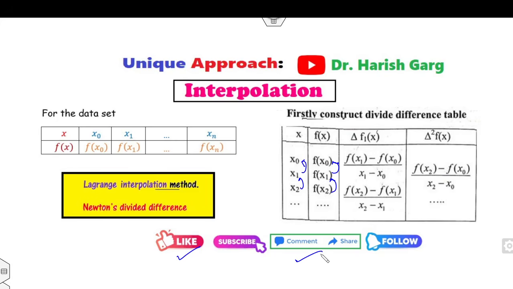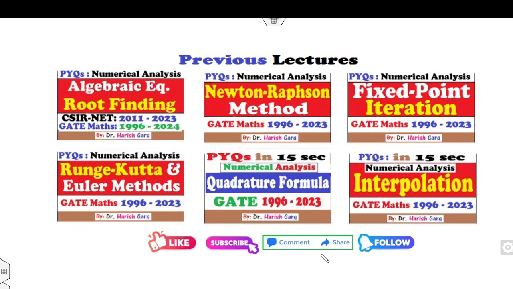Apart from this interpolation, you can also watch my previous lecture related to root finding, CSIR NET and GATE, Newton's method, fixed point equation, Euler's method, quadrature. This is a very important lecture for you. One question will be asked in the CSIR NET examination based on these shortcut tricks. Although they are part of the GATE examination, the shortcut tricks I have explained in all these lectures are the same that I cover in CSIR NET. You must watch these lectures deeply.